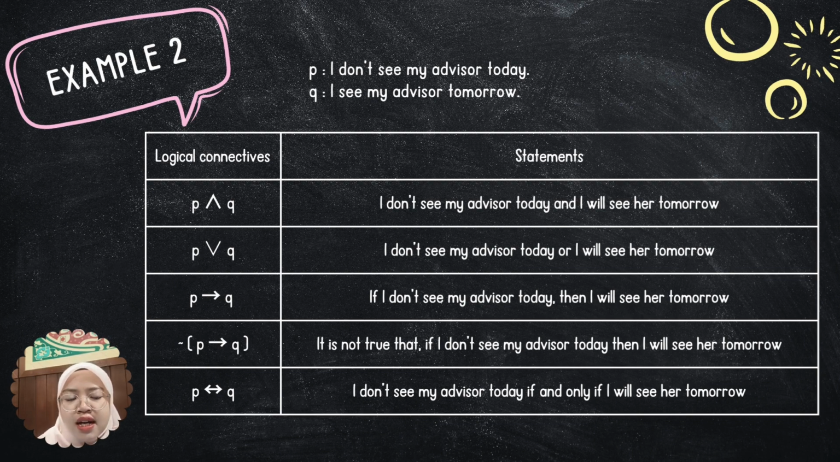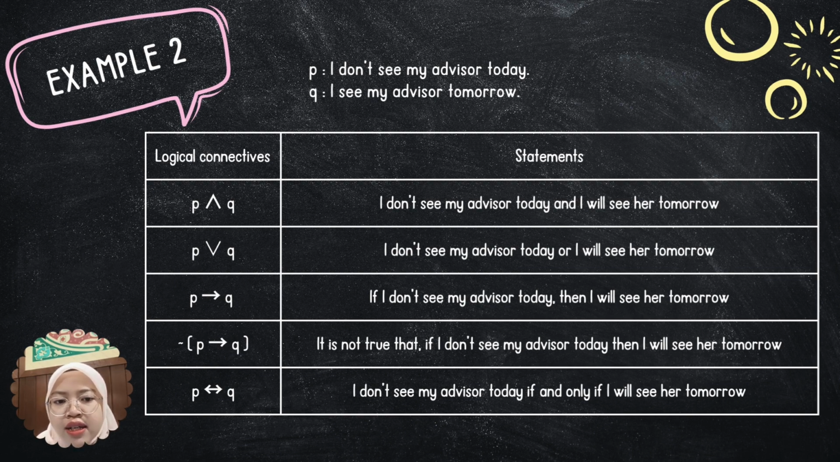Question 3 is a conditional statement. For conditional statement, P is an antecedent or hypothesis and Q is our conclusion. So, for question 3, P implies Q, our statements will be if I don't see my advisor today, then I will see her tomorrow. Next, question 4, we use symbol not and symbol implies.